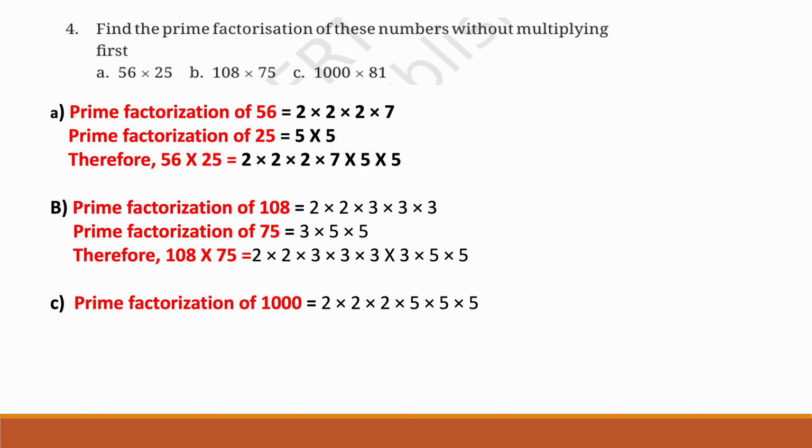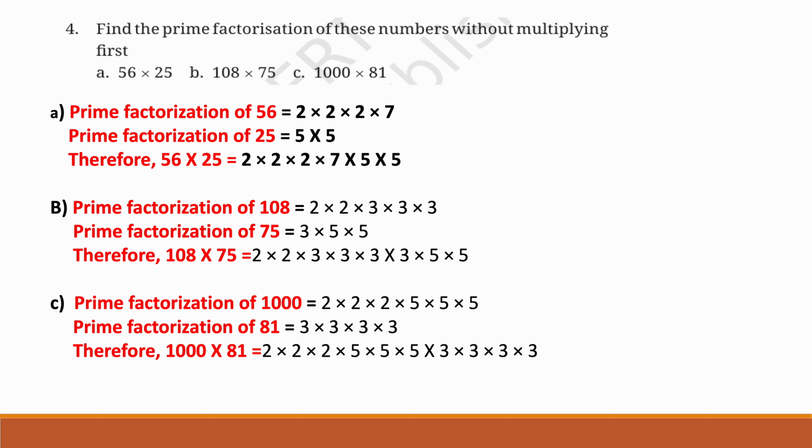Next one, 1000 into 81. So first we have to find prime factorization of 1000. Prime factorization of 1000 is 2 into 2 into 2 into 5 into 5 into 5. Then we have to find prime factorization of 81. Prime factorization of 81 is equal to 3 into 3 into 3 into 3. Therefore, 1000 into 81 is equal to product of prime factorization of 1000 and prime factorization of 81. So, you will get the answer like this.